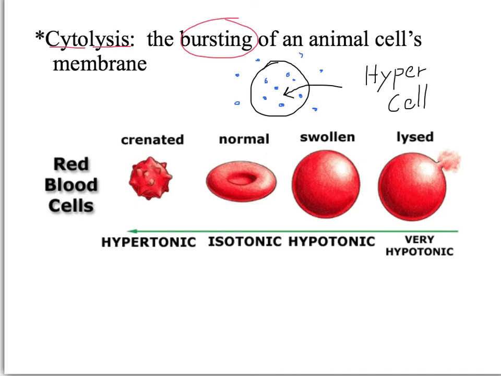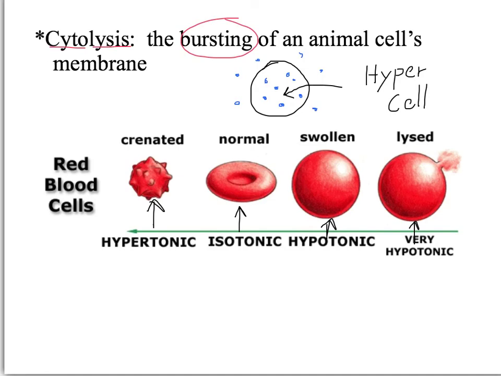So normal blood cells are right here in the middle. And if the cell is in a hypertonic environment and it loses water, it would look like this one over here, crenellated. I don't need you to know about that one though. I'm more interested in the cytolysis. As you add more water to the environment, it's going to start going into the cell and get more swollen until it eventually bursts, just like a balloon that's overfilled with air.